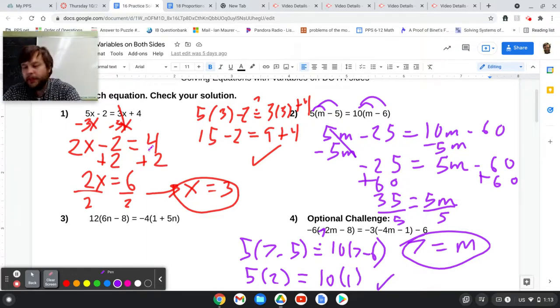So there you go, a couple examples of variables on both sides. Please keep asking for help if there's anything I can do.